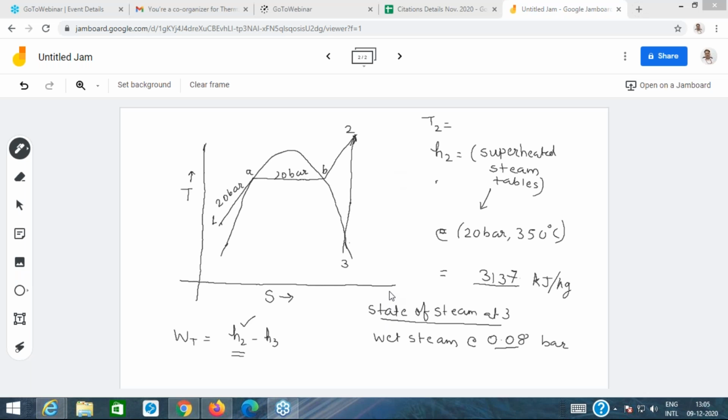0.08 or 0.8. How much is that? It is 0.08, not 0.8. And how do we find the enthalpy of the wet steam? What is the expression we use?